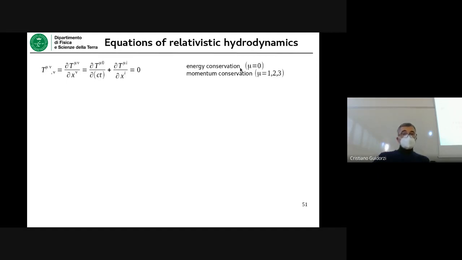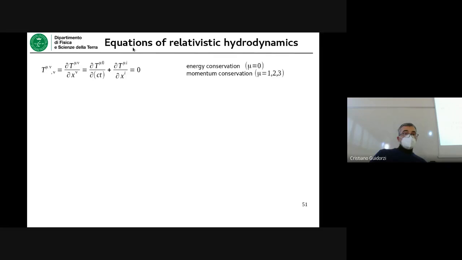Depending on the value of mu: when mu is zero, T zero zero, if you remember, is the energy density. So you have the time derivative of the energy density plus the divergence of the energy flux, T zero i. This is conservation, the continuity equation applied to energy. If mu takes values from 1 to 3, you have the equivalent of the Euler equation: when mu is 1, you have linear momentum conservation along the x-axis, when mu is 2 along y, and when mu is 3 along z.